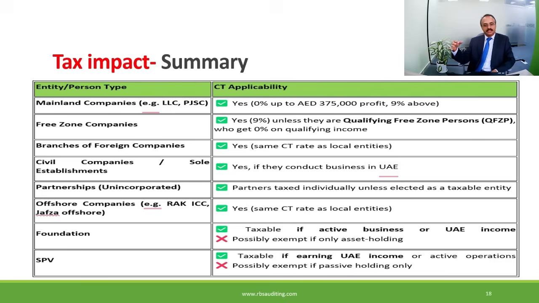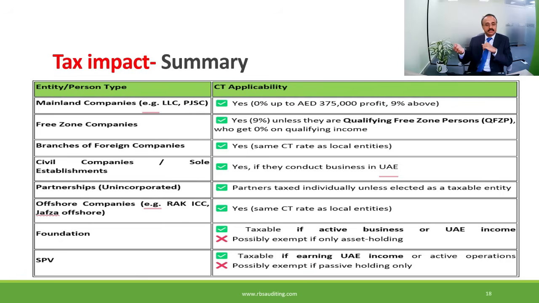Branch of a foreign company: yes, same as CT applicable to a local entity. Again, they can give an election option that we will discuss later in the lecture. Civil companies and sole establishments, if they conduct a business in UAE. Partnership, unincorporated partnership: partners are taxed individually unless elected as a taxable entity. What we have discussed, in an unincorporated partnership you have an option, either partner level or entity level. Offshore company: same as a local entity if they are conducting a business activity.